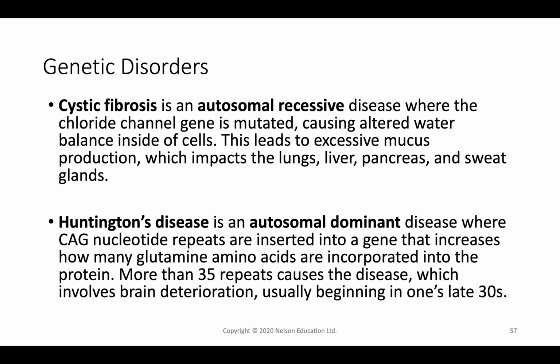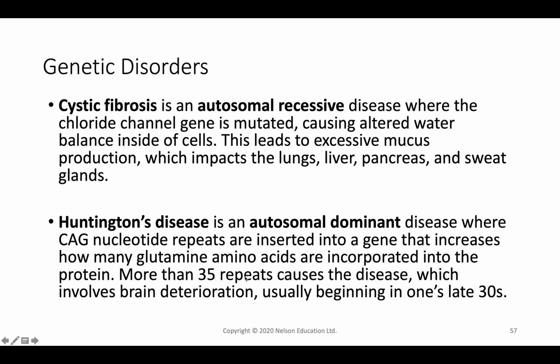And here's another example of a disorder, but this one is going to be a dominant disease. So for all of the other ones, the recessive diseases, you have to have 2 bad copies. But for a dominant disease, you only have to have 1 bad copy. A good example of that is Huntington's disease. We have CAG nucleotide repeats that get inserted into a gene, and depending on how many there are, we're going to end up with a disease state.